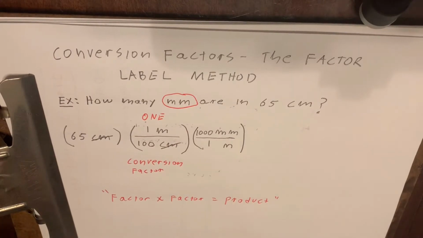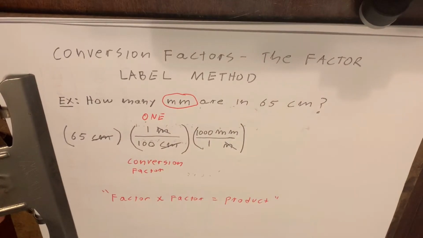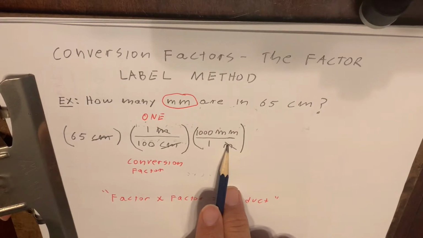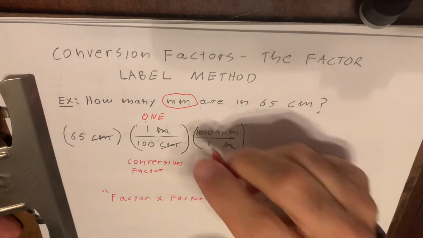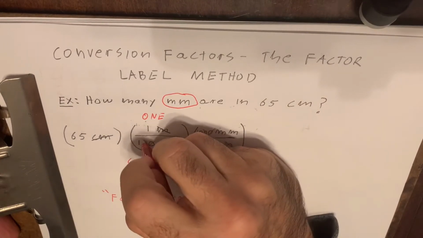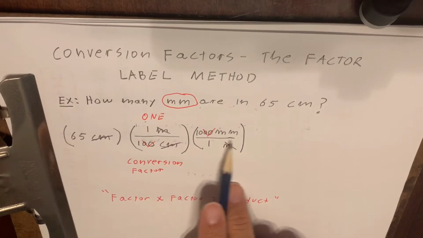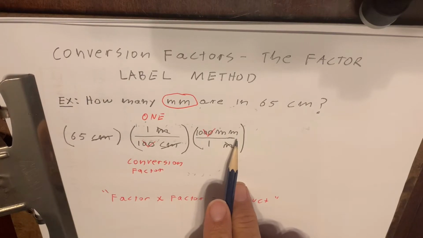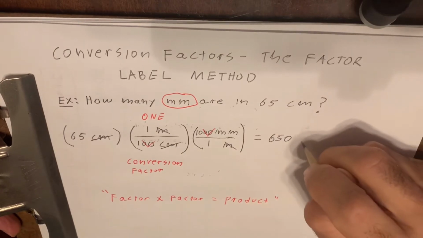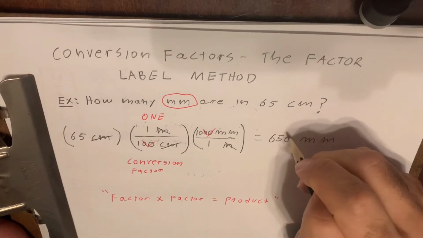Now look what happens here. This is great. The meters cancel. And the only unit that is left is millimeters. Now something else really nice happens. This 0 cancels with this 0. This 0 cancels with this 0. And we're left with 65 times 10 millimeters. Now I know 65 times 10 is 650. And that is our final answer.